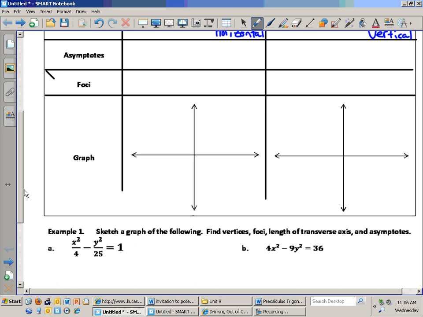Let's plot them. So for a situation like this, I might have negative a units and positive a units, and this black line is going to represent my transverse axis. If y squared comes first, then a is going to be up here, negative a will be down there, and again the black line represents my transverse axis. So that's the disparity between the two. If x squared is first, it's horizontal. If y squared is first, then it's vertical. Any questions on that?